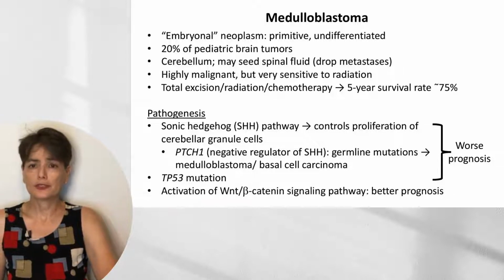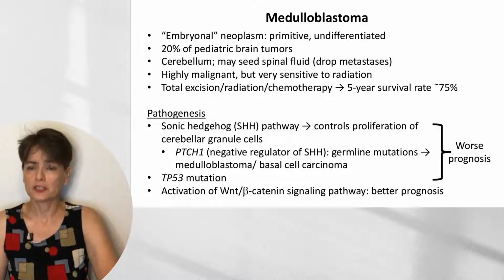This is medulloblastoma. So this is considered to be an embryonal neoplasm because the cells appear primitive and undifferentiated. It accounts for about 20% of pediatric brain tumors and arises in the cerebellum, from which it may seed the spinal fluid. This is referred to as drop metastases. It's a highly malignant, vigorously growing tumor, but it's very sensitive to radiation. So with appropriate therapy, so total excision, radiation, and chemotherapy, 5-year survival is about 75%.